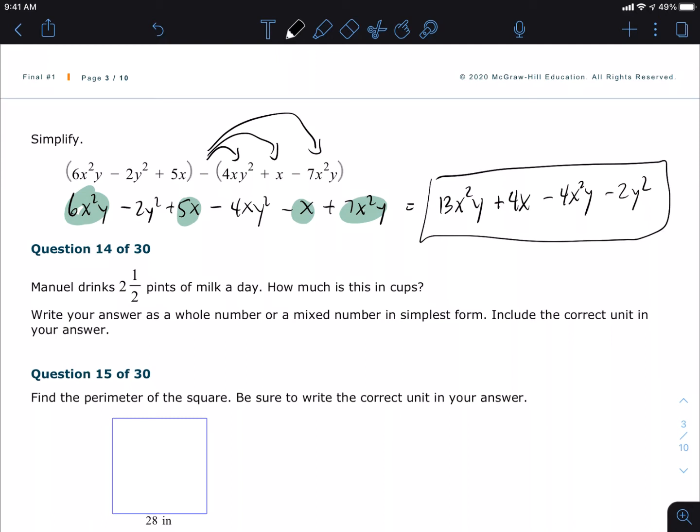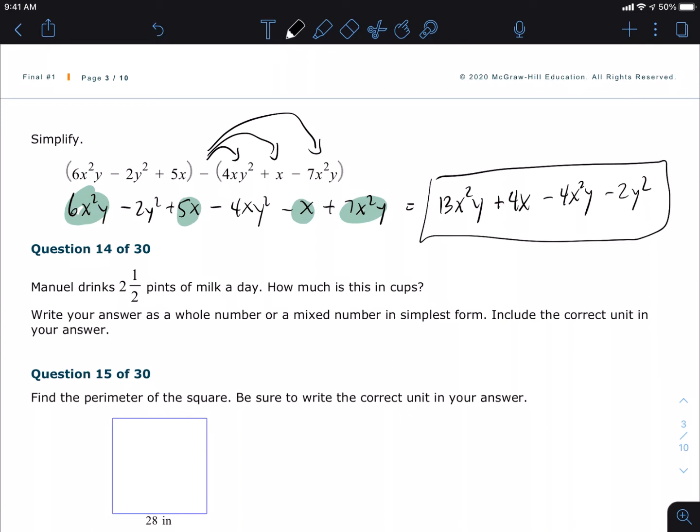15. Sorry, I'm just trying to get the ratios. I don't remember. Quarts, pints, all that stuff. This is 14. All right. All right, here we go.